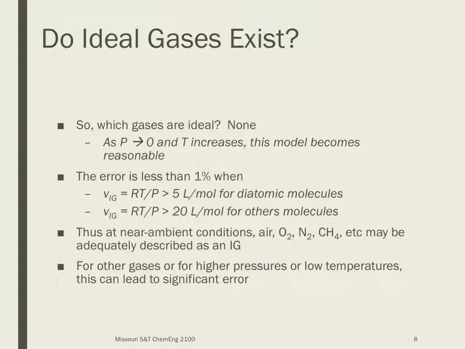So, ideal gases. This entire lesson has been about ideal gases. Do they exist? Well, no, not really. But I am going to find that there are times when it's not a bad assumption. As pressure goes to 0, as temperature gets high, this model is going to become fairly reasonable. In fact, the error is going to typically be less than 1%. 1% is not bad. Okay, for diatomic molecules, I'm going to find that V_IG, for the ideal gas case, is greater than 5 liters per mole. And it's going to be a little worse for other molecules.